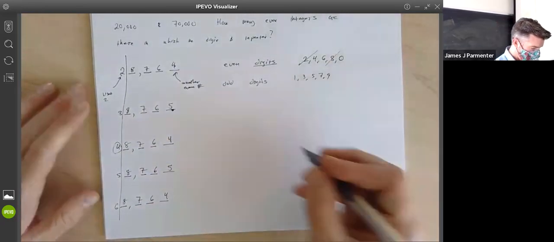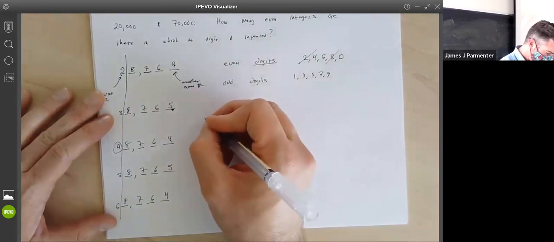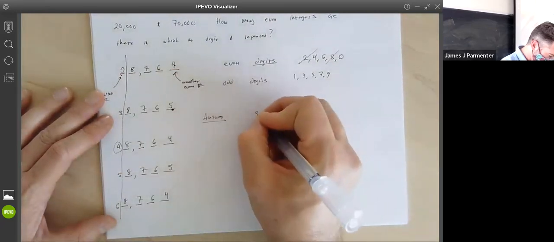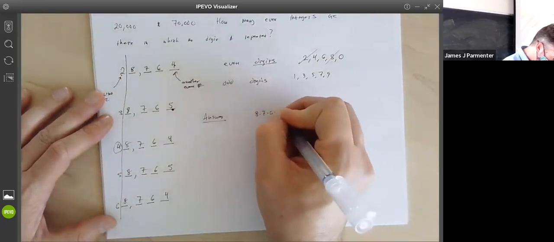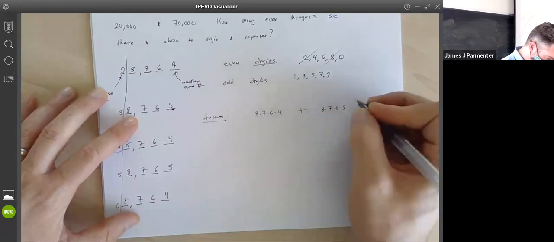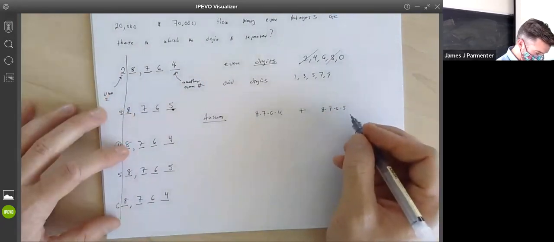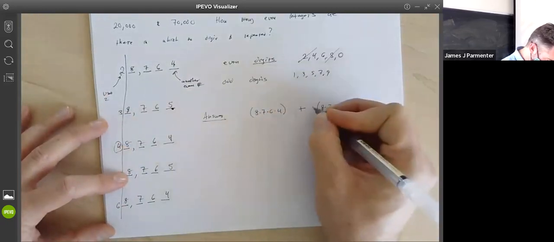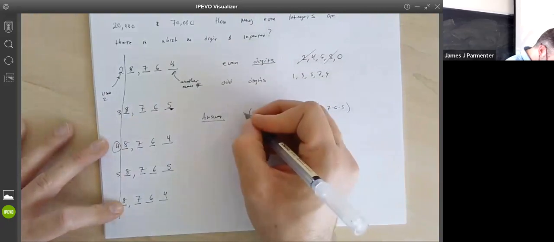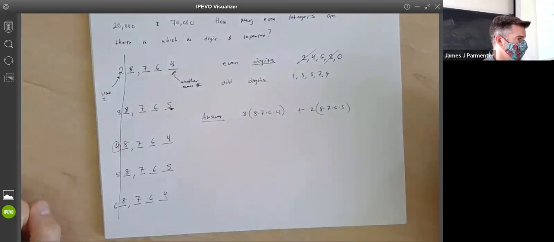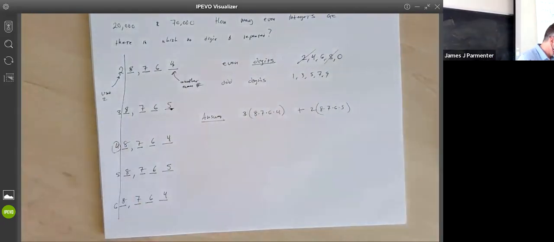6. So my answer would be 8 times 7 times 6 times 4, plus 8 times 7 times 6 times 5, plus another 8 times 7 times 6 times 4, plus another 8 times 7 times 6 times 5, plus another 8 times 7 times 6 times 4. I think that should be the answer. Let's look at the solutions.